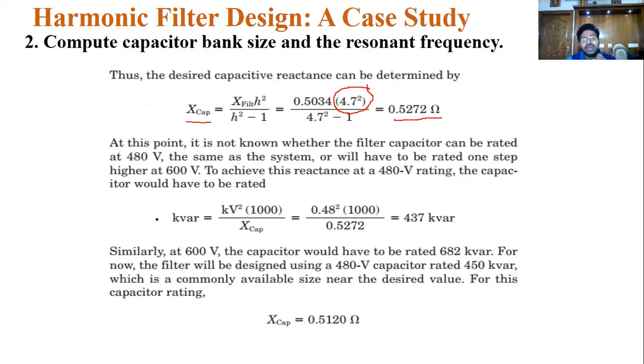For this one, you have to calculate the kVAr rating. According to the capacitor reactance values, you can calculate this value. A very simple definition. Similarly, at 600 volts, the capacitor would be rated at 680 kVAr. This is another case where you can consider the X cap value. Similar values here.